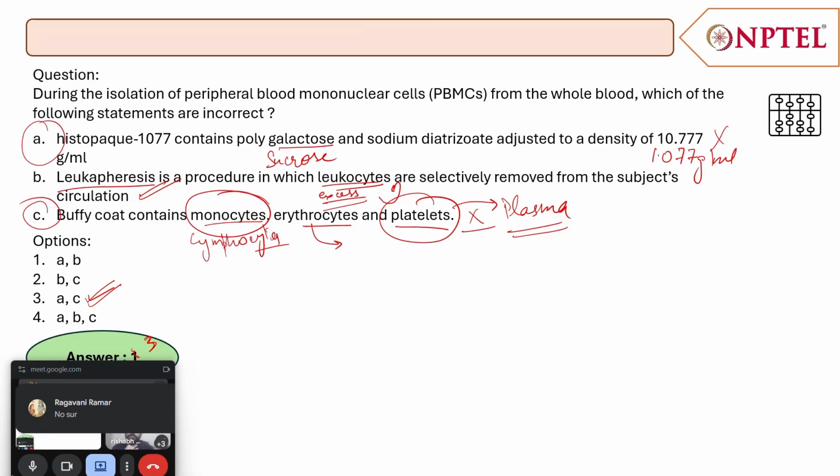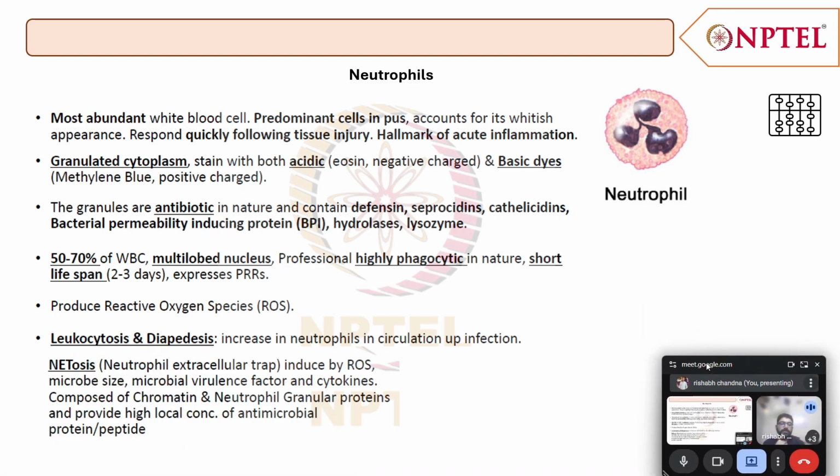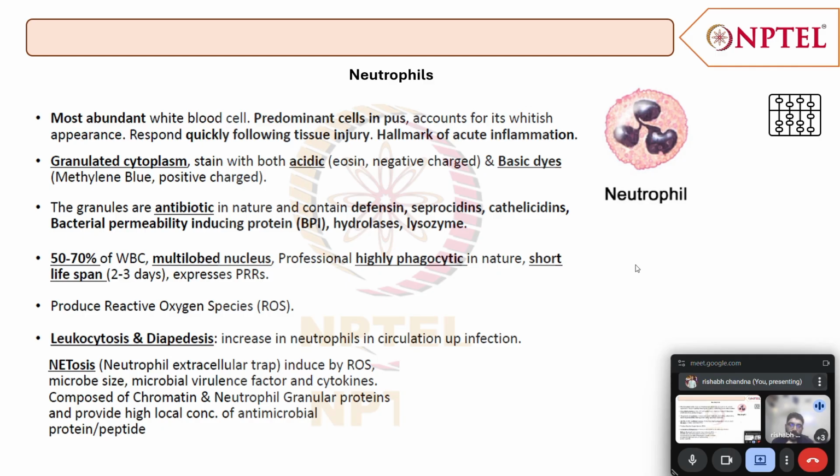Okay, so let's move on to the next section. Now we'll start with the different cells of the immune system. We'll start with the myeloid progenitors, that are first neutrophils. Neutrophils are the most abundant WBCs.